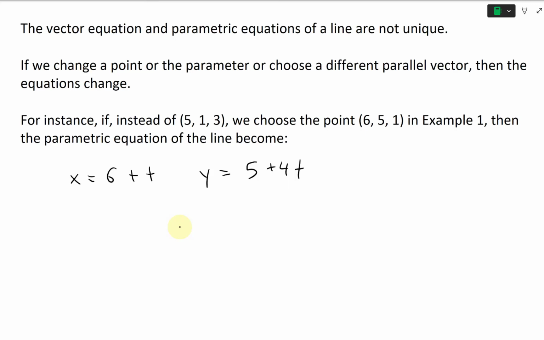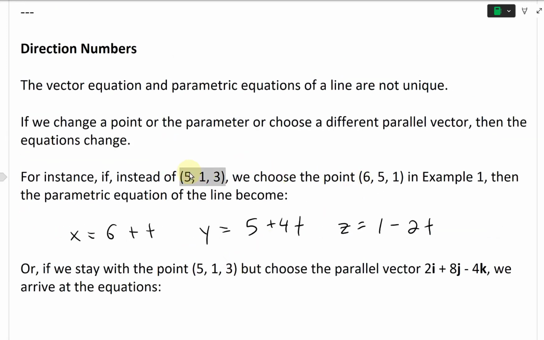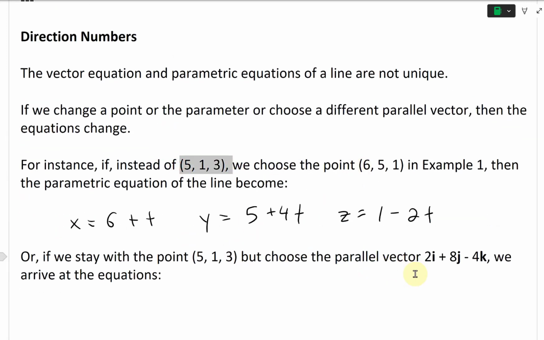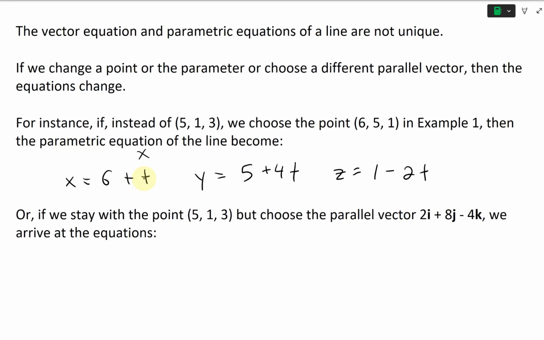4t, and then z is equal to 1 minus 2t, where this is now 1 instead of 3. Instead of switching up the starting position, we can stay with the point (5, 1, 3) but choose the parallel vector 2i plus 8j minus 4k. Again, this is just a scalar multiple of the original. We just multiply everything by 2.